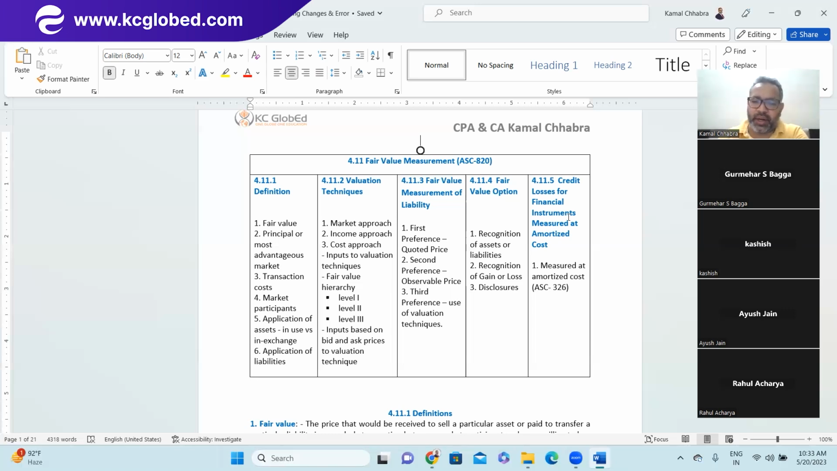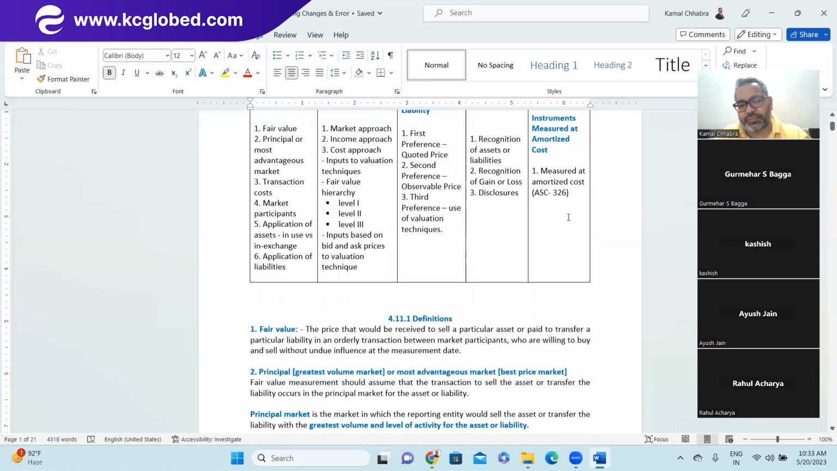So this is the plan of what we will be discussing in ASC 820: definition, fair valuation technique, fair value measurement of liability, fair value option, and then the last one is credit loss of financial instruments measured at amortized cost. So let's dive into the first topic, which is definition.